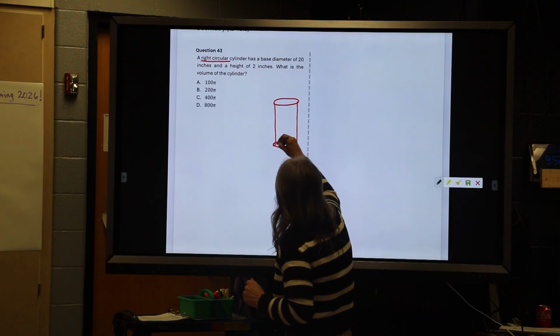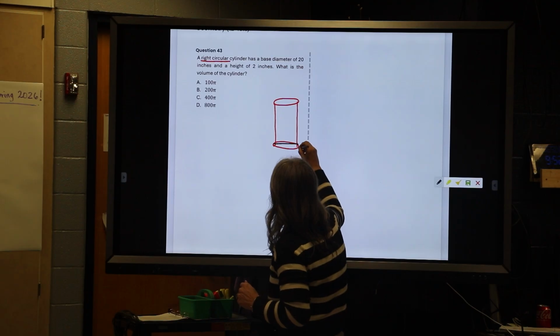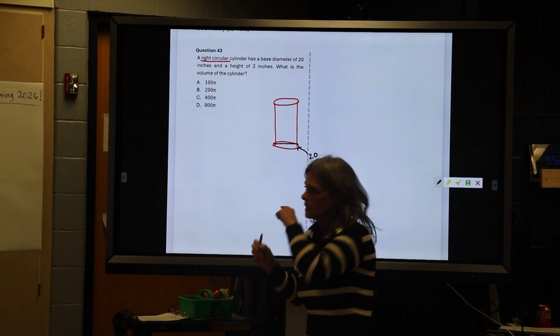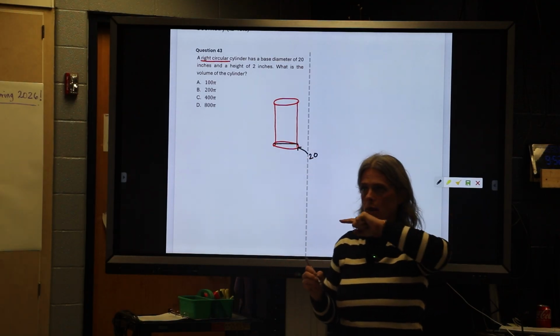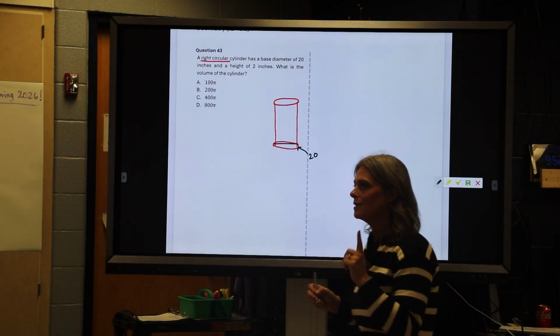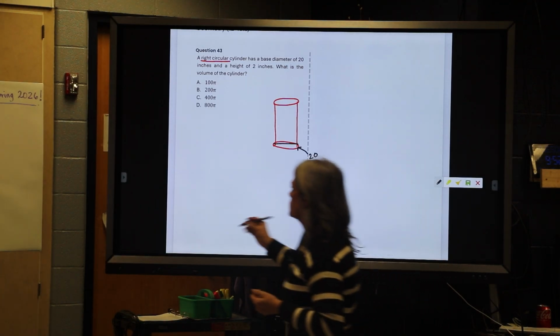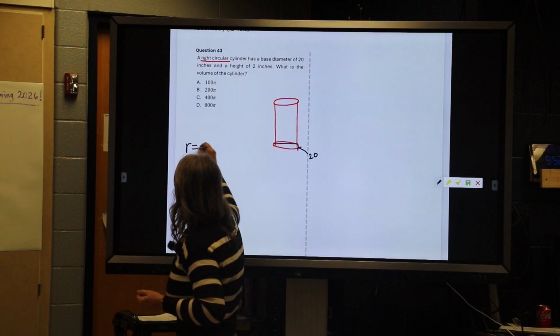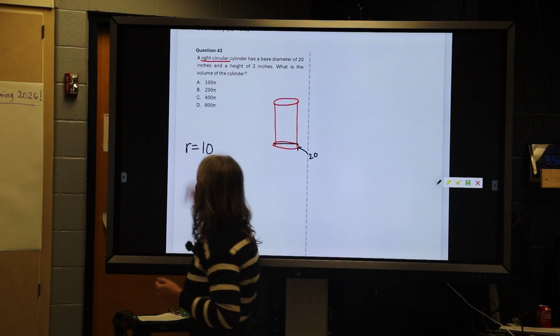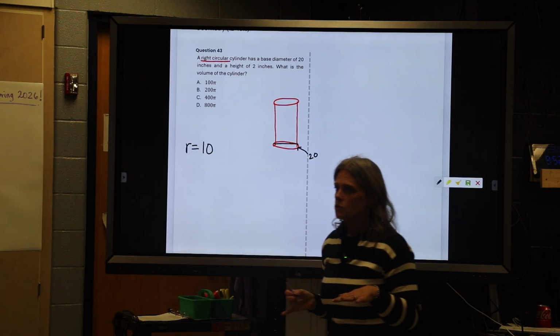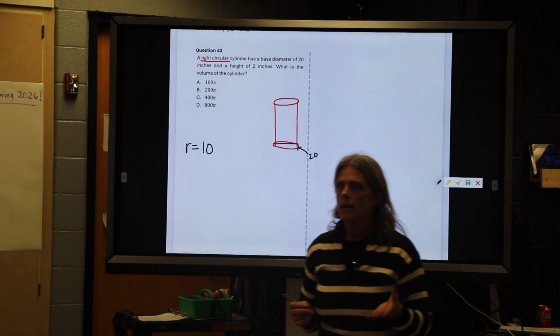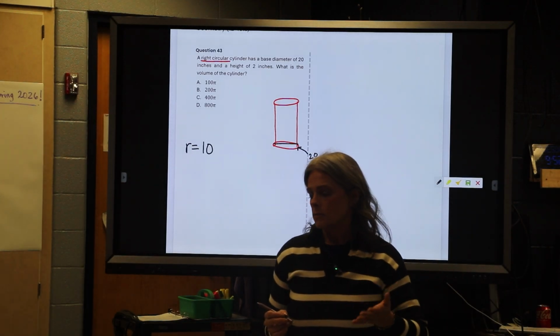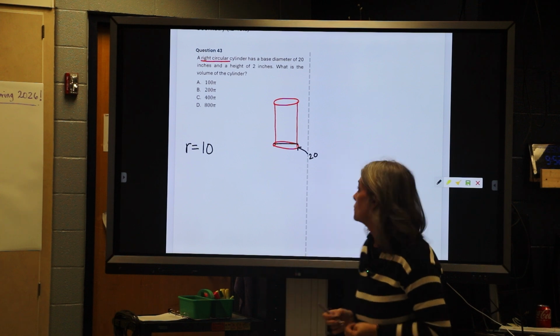So the diameter is 20. Okay, the diameter goes all the way across your circle, okay? We're not gonna need our diameter, we're gonna need the radius. So the very first thing I'm gonna do is put R equals half of that, which is 10, because I know I'm not gonna end up using the diameter. The only thing that uses diameter is the circumference of a circle, and that's not what they're asking us for here.